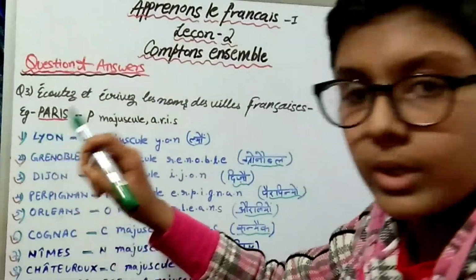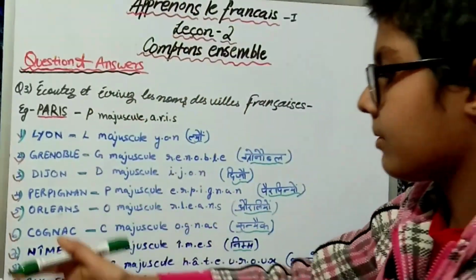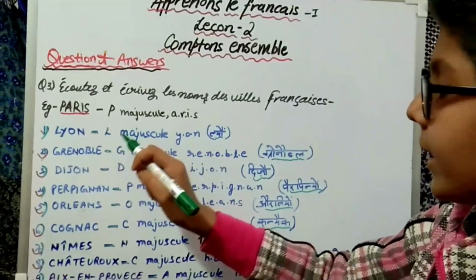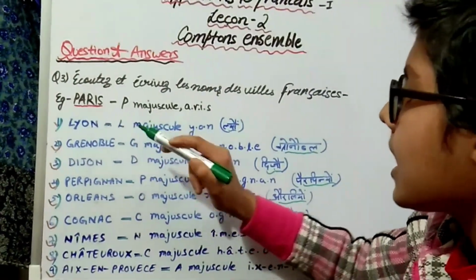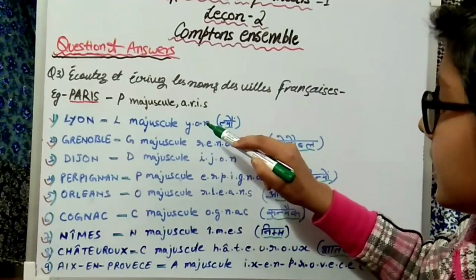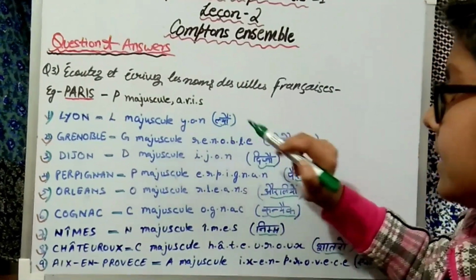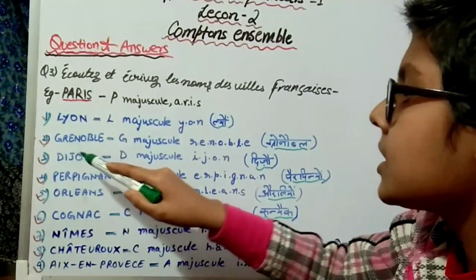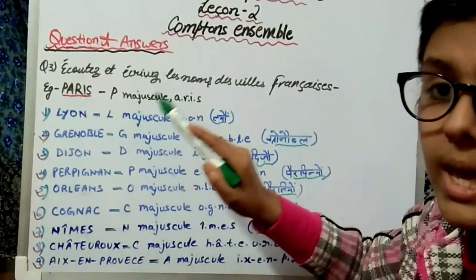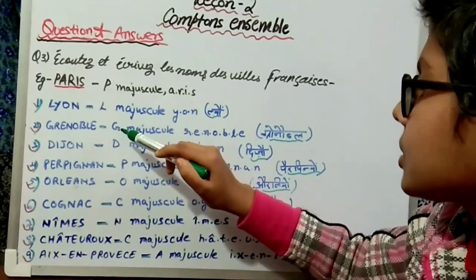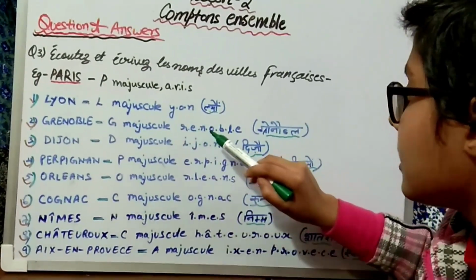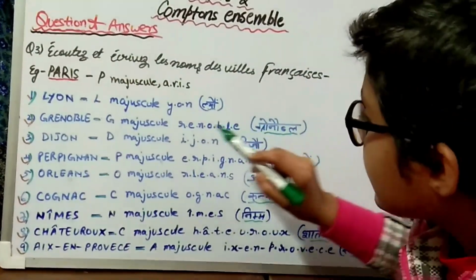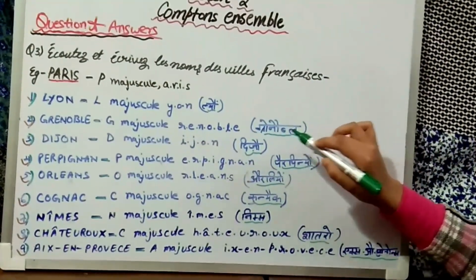Then we have the next one. Here are the questions that we have to answer. The first one is Lyon. Then we have it as L majuscule, Y-O-N. It is pronounced as Lyon. Then we have the next one, Grenoble. So we have G majuscule, R-E-N-O-B-L-E, and it is pronounced as Grenoble.